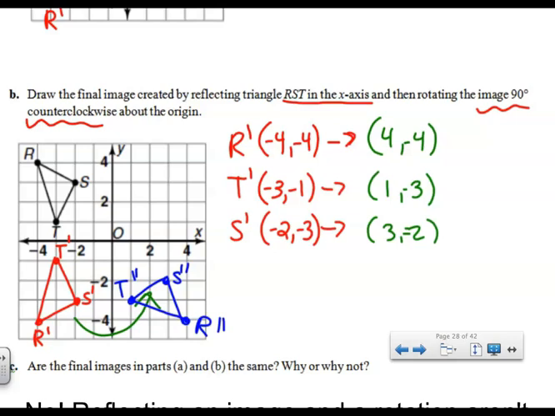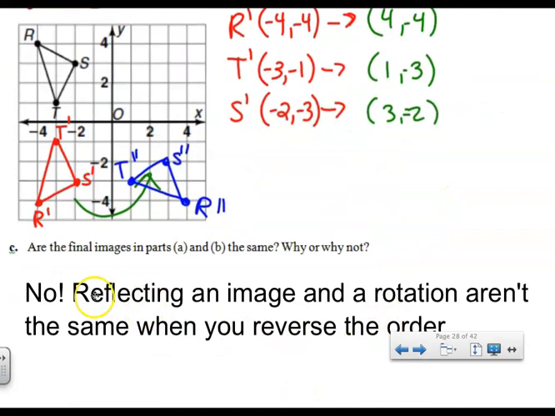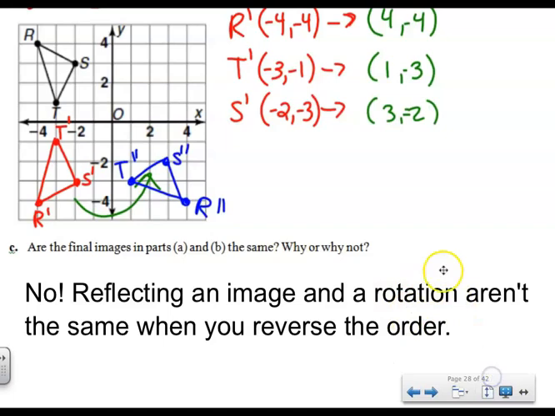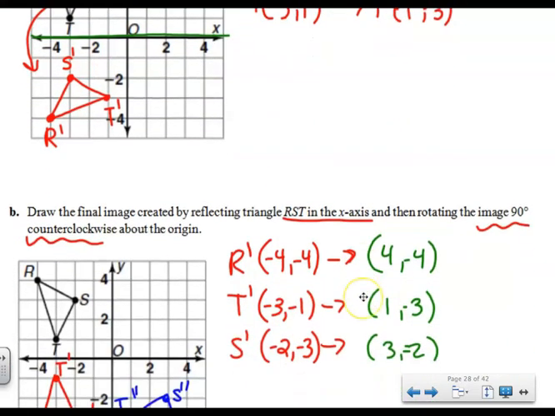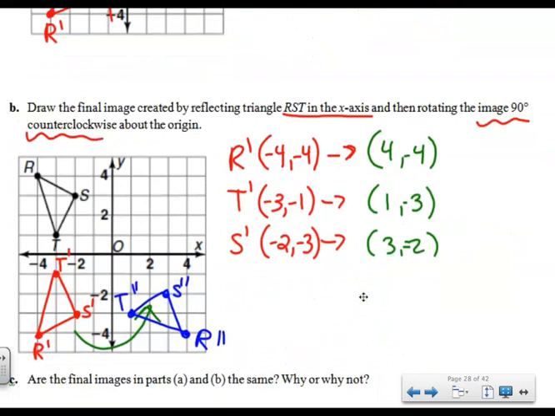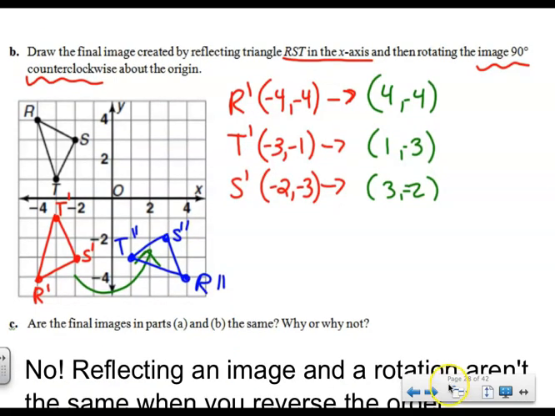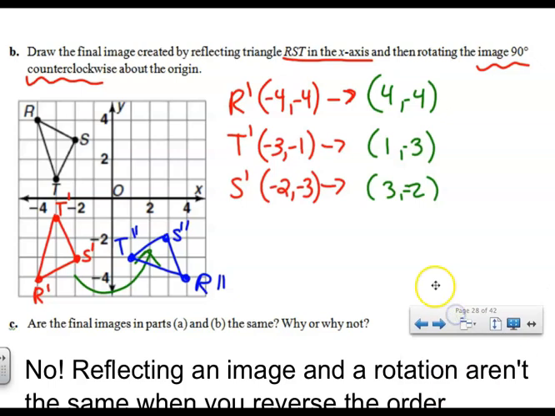But are the images the same? They are not. Okay. Why or why not? I said no, they're not the same. Reflecting an image and a rotation aren't the same when you reverse the order. So reflecting something or rotating something and then reflecting it, and then reflecting it, then rotating it, you're not going to get the same image, okay? Which is different from reflections, which we've learned, because we did learn in the past that reflecting it over the x and then the y, that's the same as reflecting it over the y then the x. But that is not the case with rotations. So order does matter with rotations, okay?